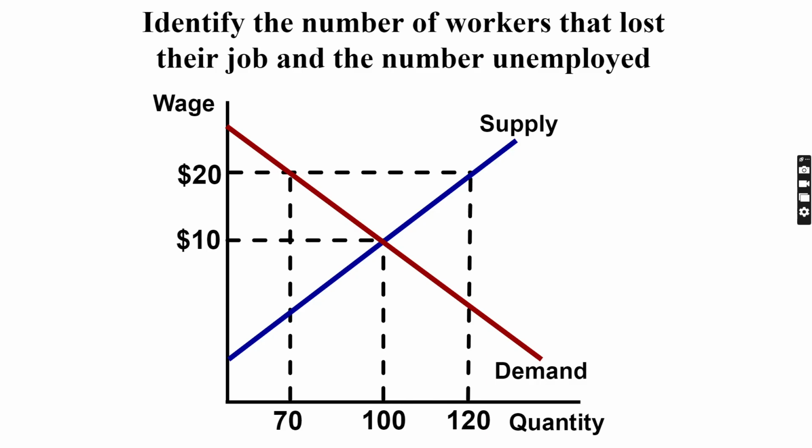If we take a look at this graph here, we would say that 30 workers were fired, because the quantity of workers originally was 100, but then when the minimum wage increased to $20, it decreased to 70. So 100 minus 70 is 30. However, the total amount of unemployed workers is now 50, because tons of people want to work at that $20 minimum wage, but firms only want to hire 70 workers. And notice we're looking at demand for firms and supply for the workers, or the households.